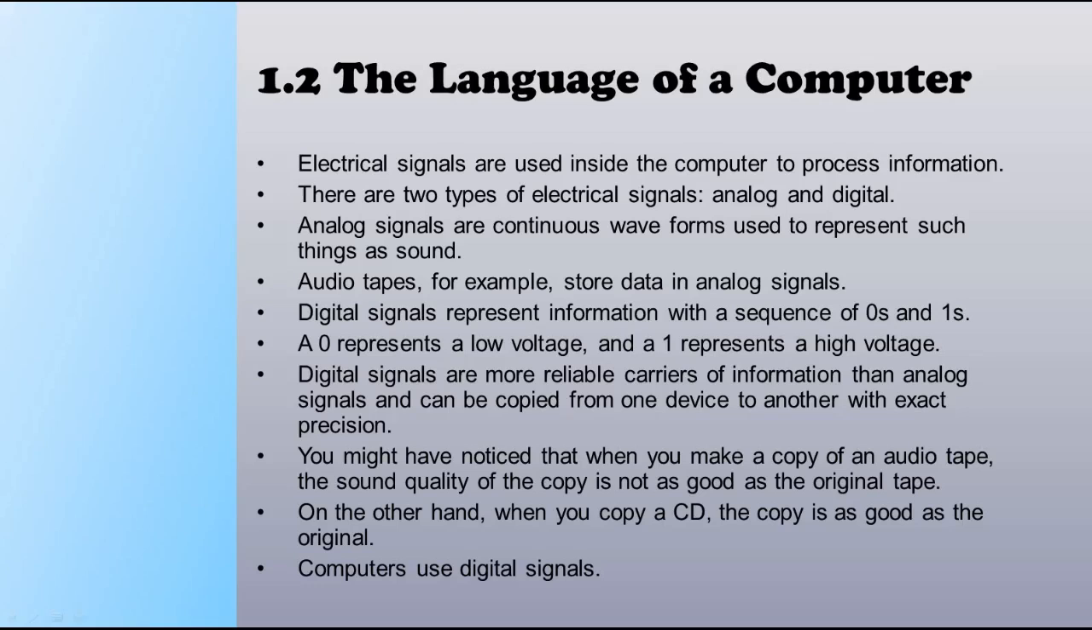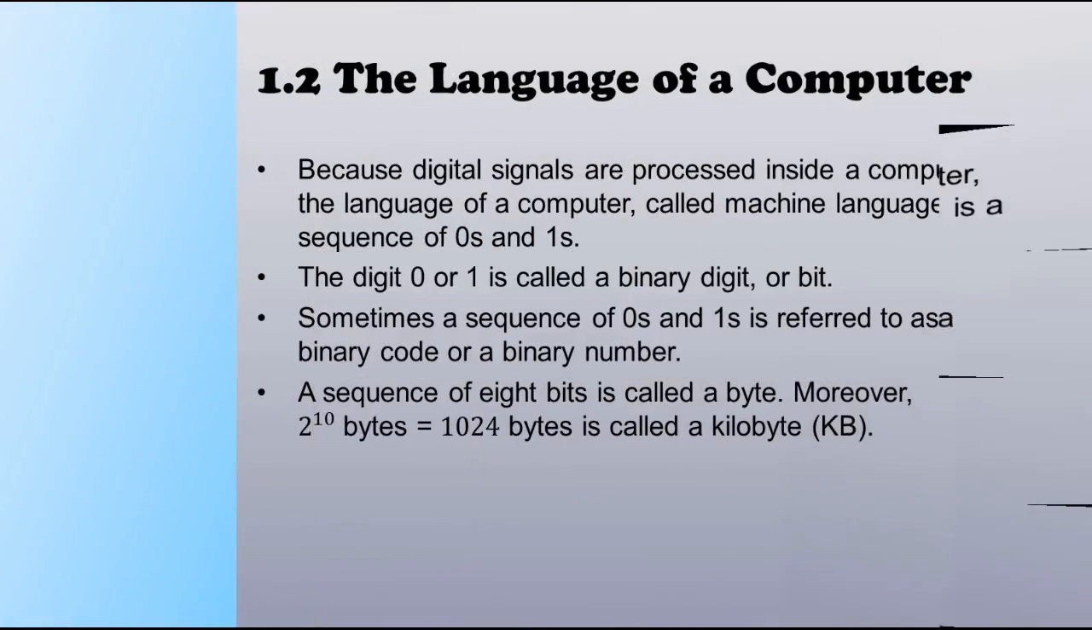Computers use digital signals. Because digital signals are processed inside a computer, the language of a computer, called machine language, is a sequence of zeros and ones. The digit 0 or 1 is called a binary digit or bit. Sometimes a sequence of zeros and ones is referred to as a binary code or a binary number. A sequence of 8 bits is called a byte. Moreover, 2 to the power of 10 bytes, 1024 bytes, is called a kilobyte.